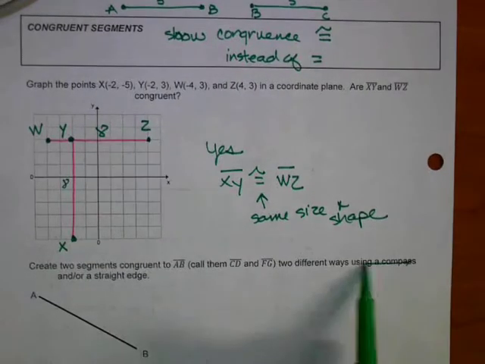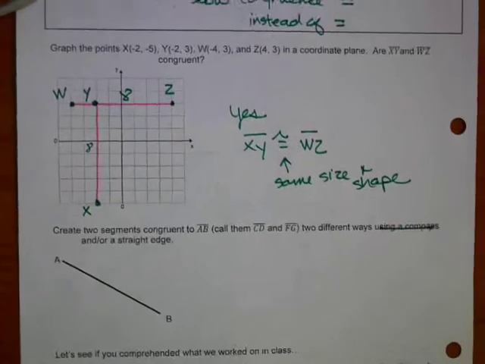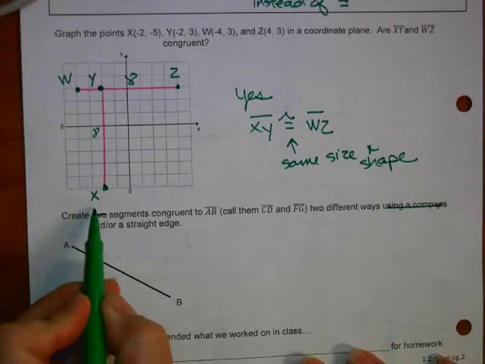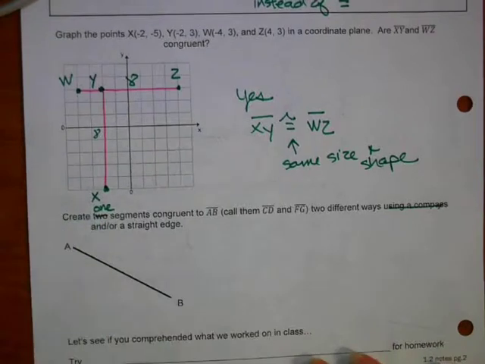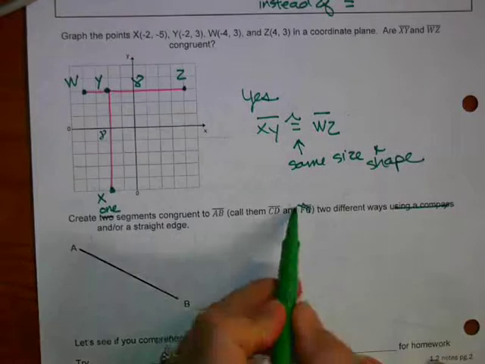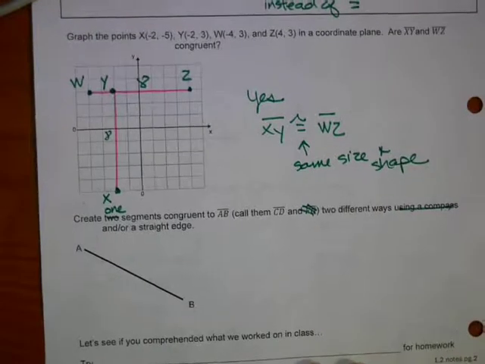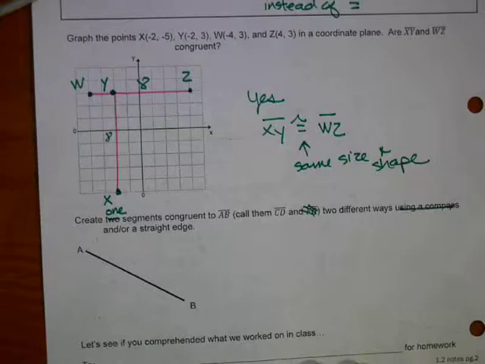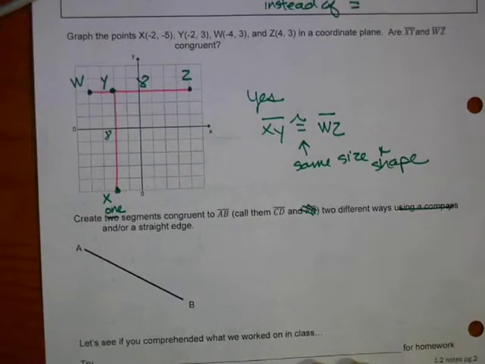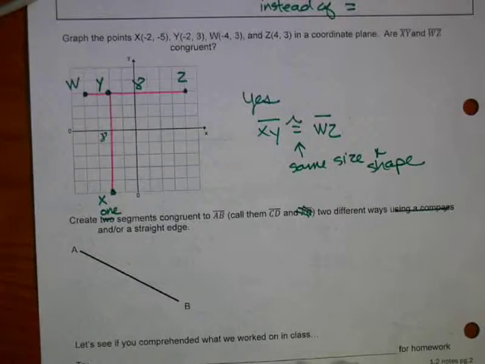We're not going to use a compass today. We're going to do another day where we learn how to do all these things on a compass. So let's just create one segment congruent to segment AB and call it CD. So that's why I had you get a ruler. How would you do that? You have to measure and then draw it over again and name it, and then you can state the fact that they are the same size and shape by using congruence.